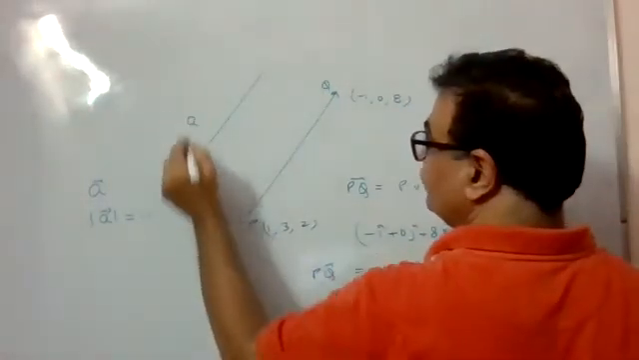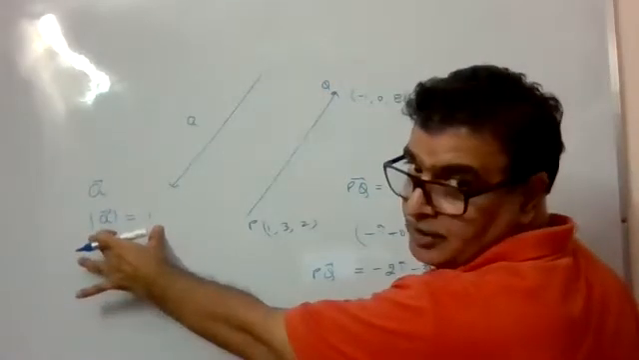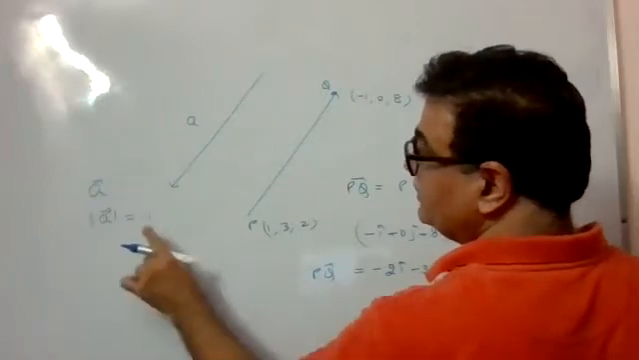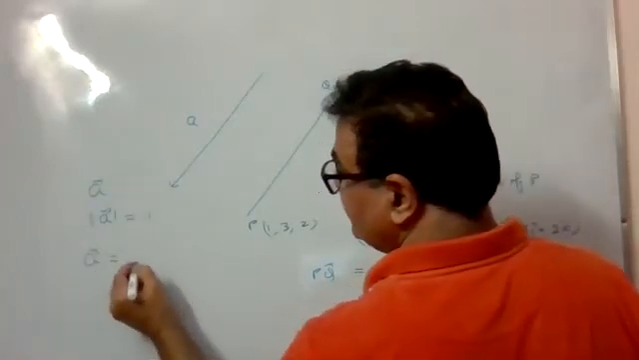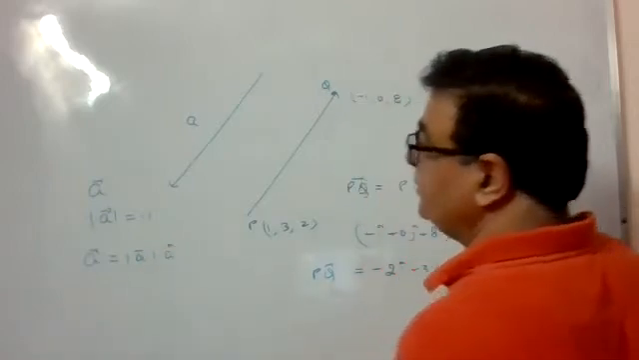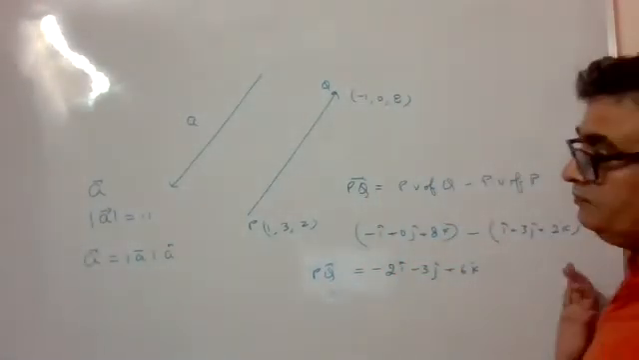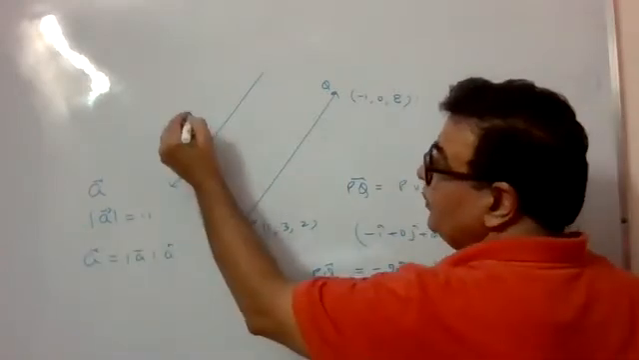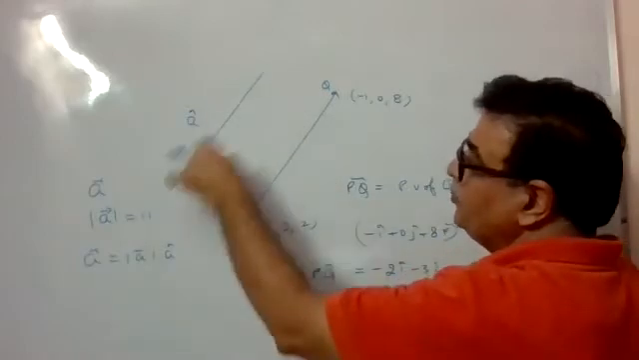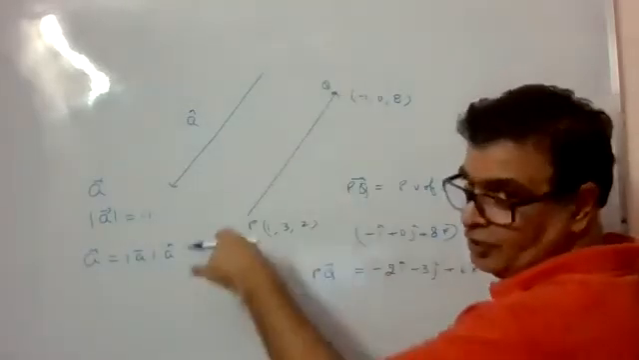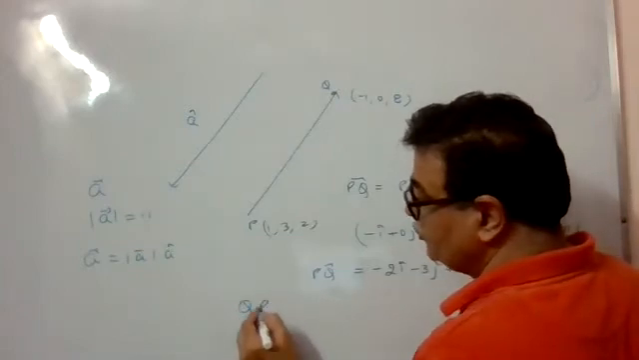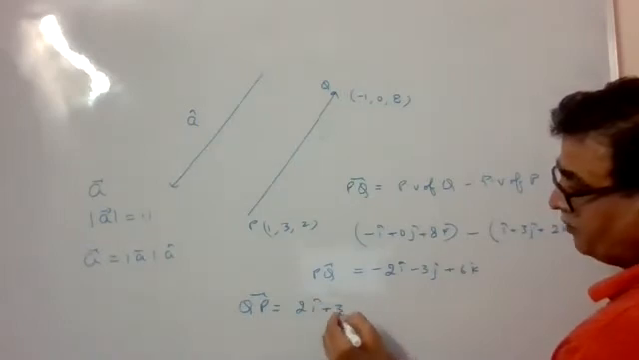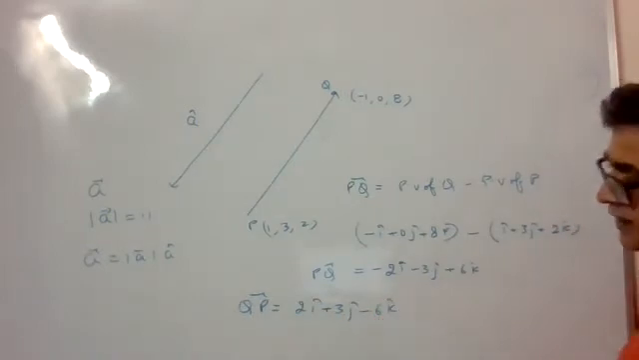The vector A should be in the opposite direction to PQ. That means the direction of this vector is needed, because magnitude is already given. Magnitude of A is 11. I need A vector, when you write it, it will be magnitude into its unit vector. So in this case, magnitude A is 11, but only the direction is to be known. So A cap will be the unit vector along QP. So first I'll calculate QP vector. QP vector will come out to be 2i plus 3j minus 6k.